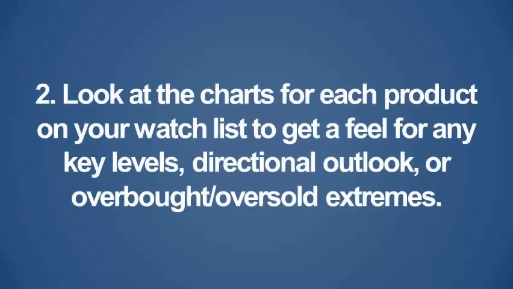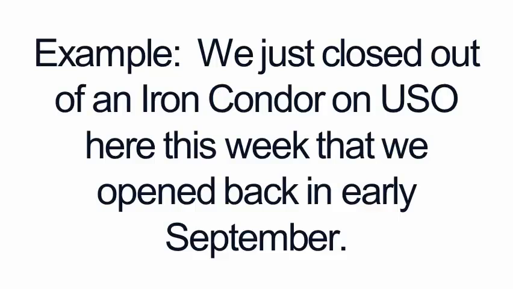Number 2, look at the charts for each product on your watch list to get a feel for any key levels, directional outlook, or even overbought, oversold extremes. Now, this step is really, really important in helping determine which strategy you're going to use. For example, recently there was an iron condor trade that was closed out on USO, and that was open back in early September. Now, this trade was chosen because looking at the chart, you can see that we were at a bearish extreme. We're expecting either a bounce higher or sideways consolidation.